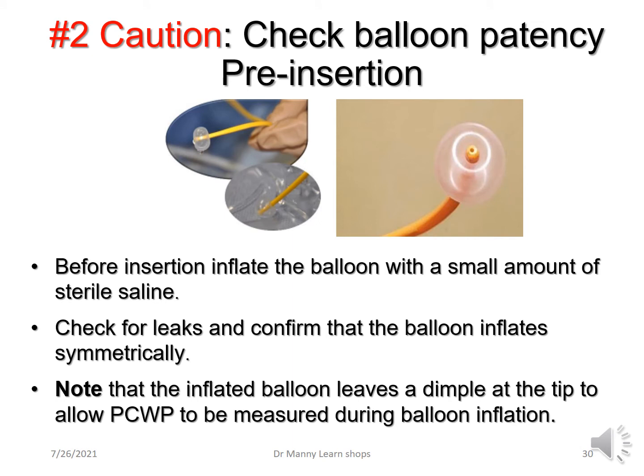Caution number 2, check the balloon patency pre-insertion. You want to make sure that it's patent, and this is before insertion. Inflate the balloon with a small amount of air, or typically sterile saline. Check for leaks and confirm that the balloon inflates symmetrically. Note that the inflated balloon leaves a dimple at the tip to allow the pulmonary capillary wedge pressure or occlusion pressure to be measured during balloon inflation.